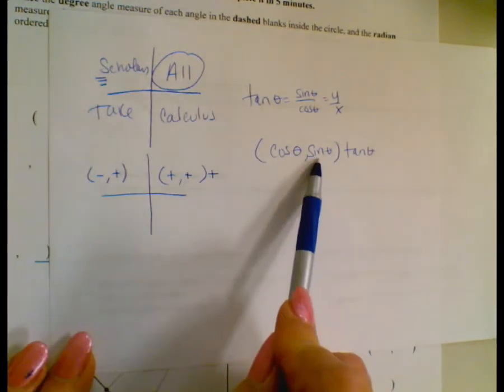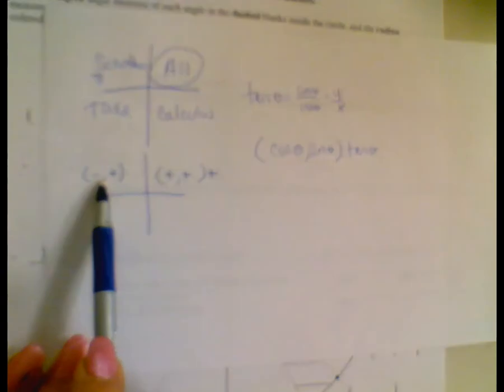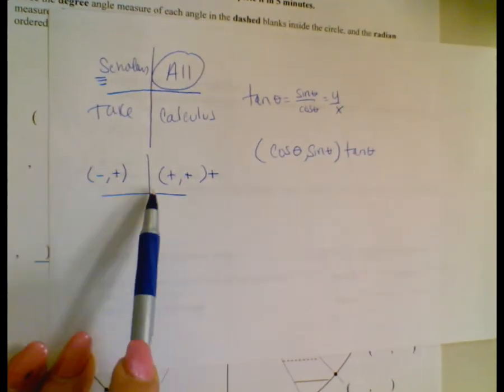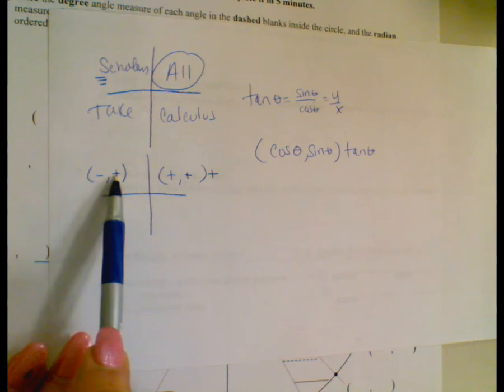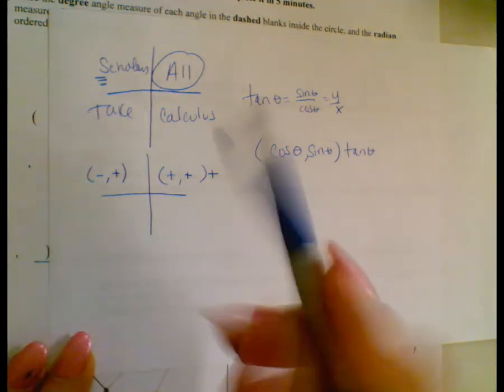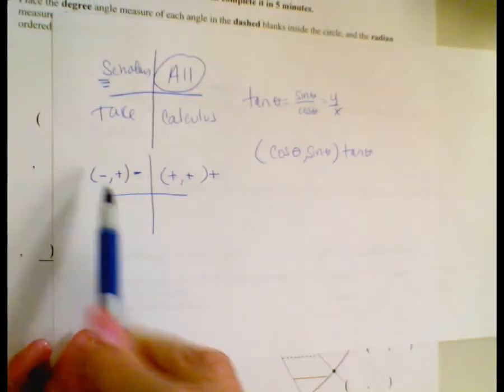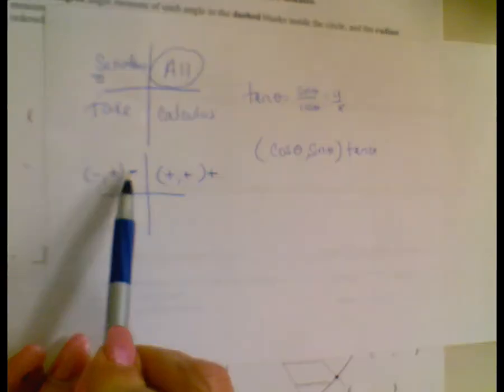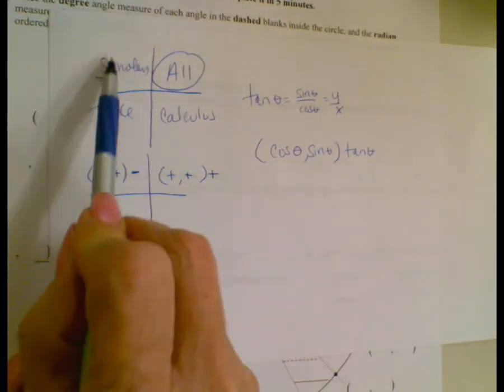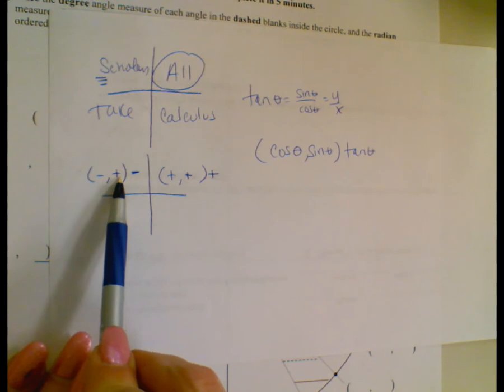So if you look at this ordered pair, only the sine is positive in the second quadrant. And to get to the second quadrant, you have to go left and up. So it's negative, positive. And a positive divided by negative is negative. So cosine is negative, sine is positive, tangent is negative. That's what "scholars" means. Scholars means only sine is positive.